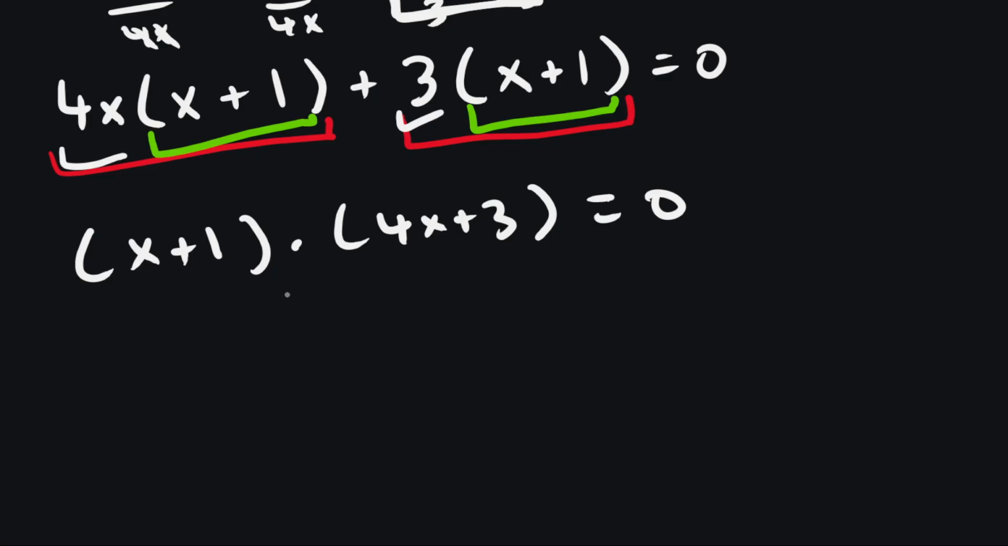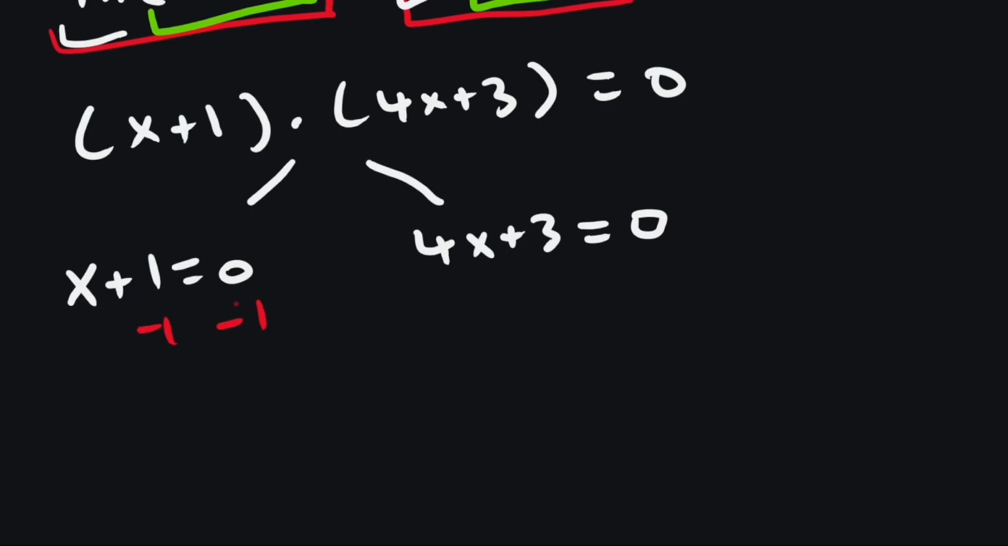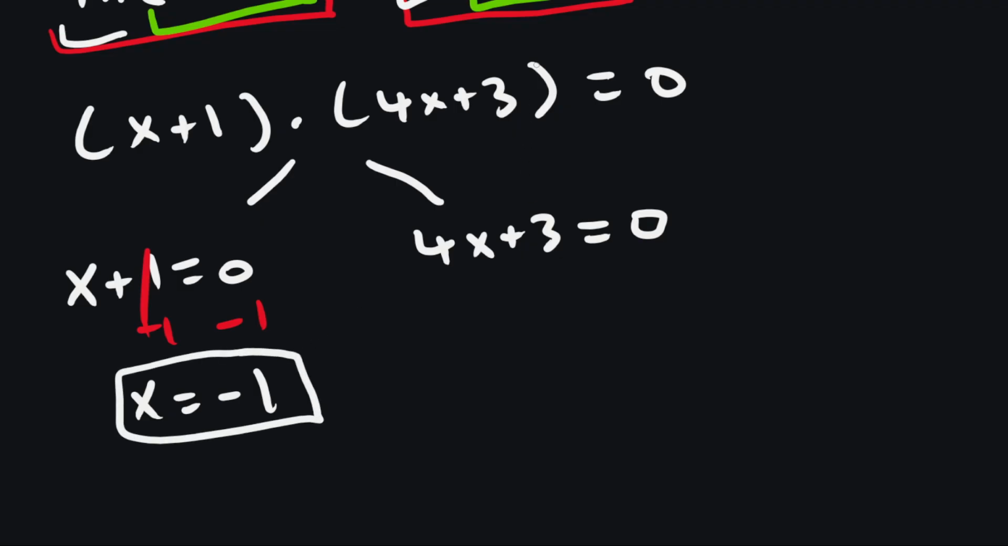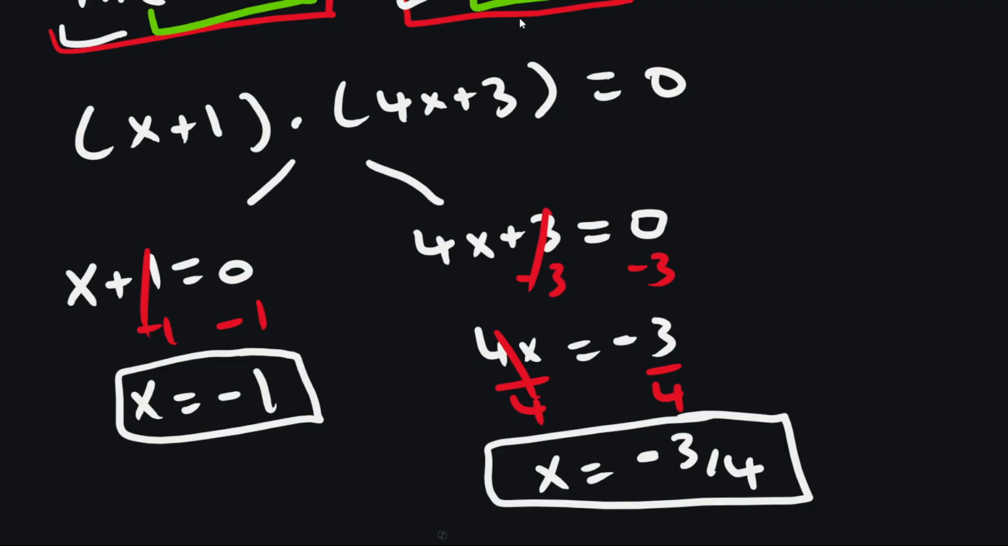And now we can do the same thing here. We can separate this into two separate linear equations. Over here we have x plus 1 equals 0, and over here we have 4x plus 3 equals 0. And we can solve for x in both of them. So x plus 1 equals 0, just subtract 1. Therefore, x equals negative 1. So that's one of our answers. We'll do the same thing here. To isolate x, first we'll subtract 3 on both sides. We have 4x equals negative 3. And then to solve for x, we'll divide both sides by 4. And then we have x equals negative 3/4. So those are our two answers for x.